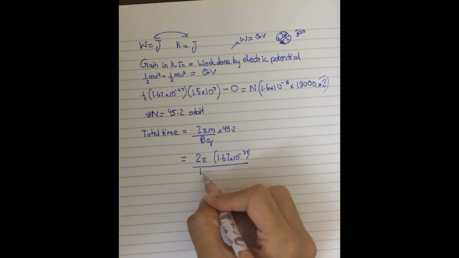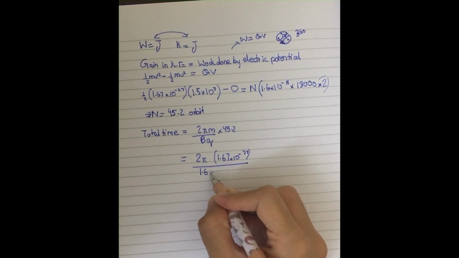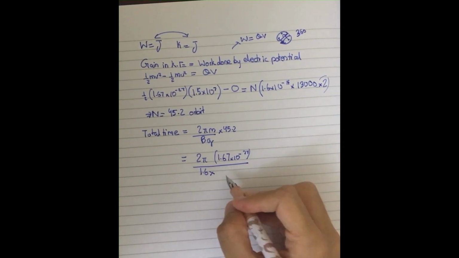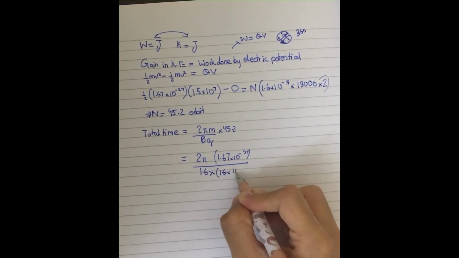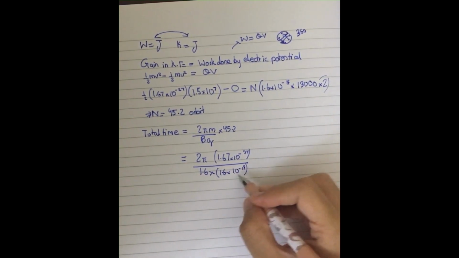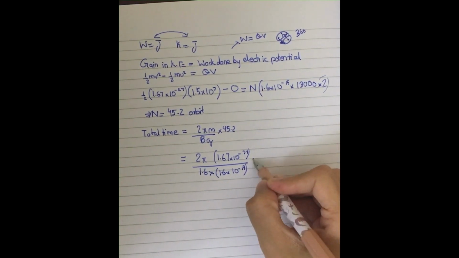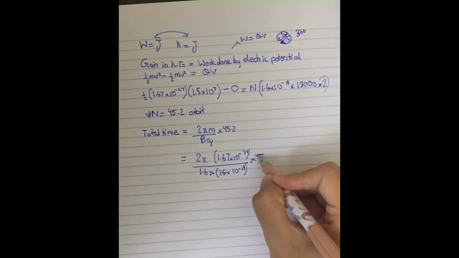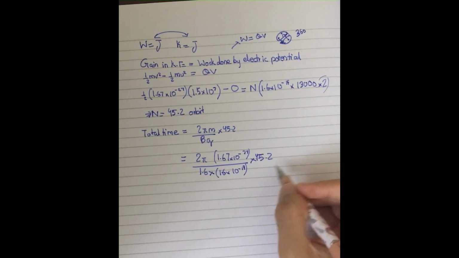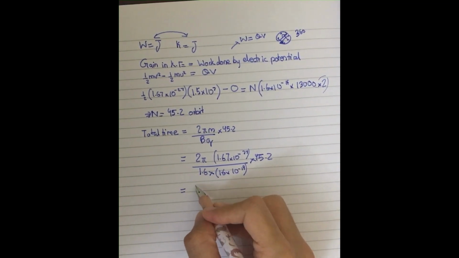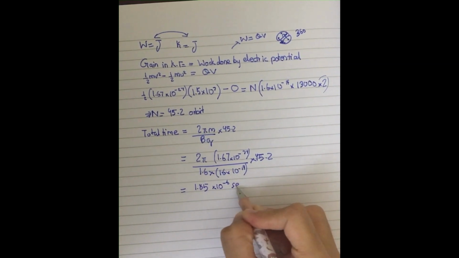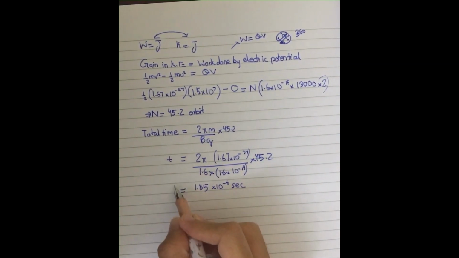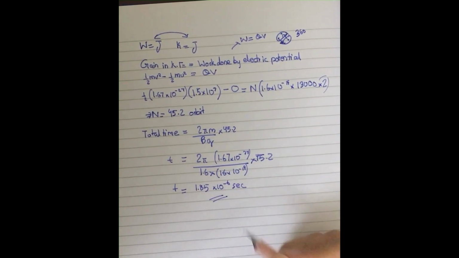Then you have B, which is 1.6 Tesla, and Q, which is 1.6 times 10 raised to power minus 19. This is the charge of the proton. Electron and proton have the same charge, so remember that. Multiply by 45.2, and your final answer will be 1.85 times 10 raised to power minus 6 seconds. So this is your T.